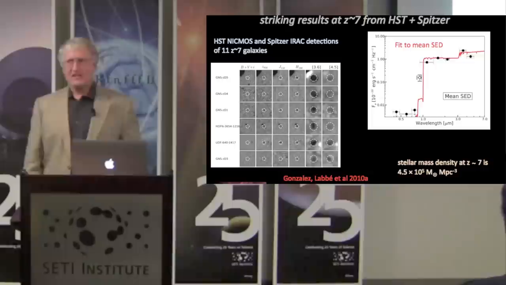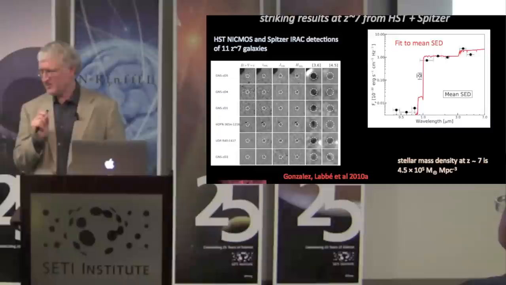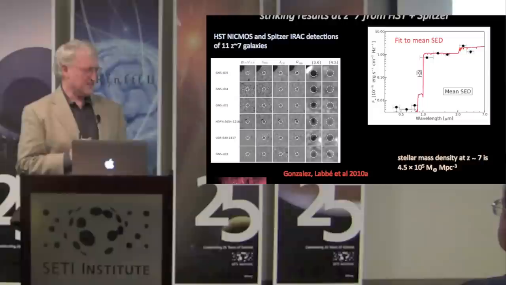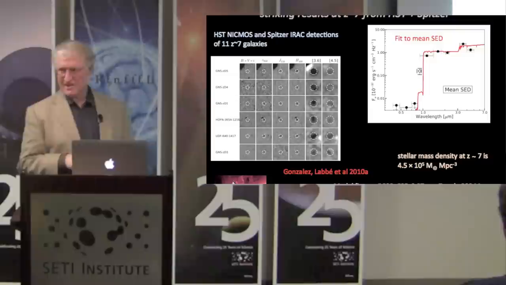So let me say a little bit about masses. I want to do a couple more things, and then I'm going to tell you about the highest redshift galaxy that we know, at redshift 10. So this was, to us, amazing. Spitzer, a little telescope, a tiny little thing out there, was able to detect redshift 7 galaxies. We were astonished when we went and looked at this.